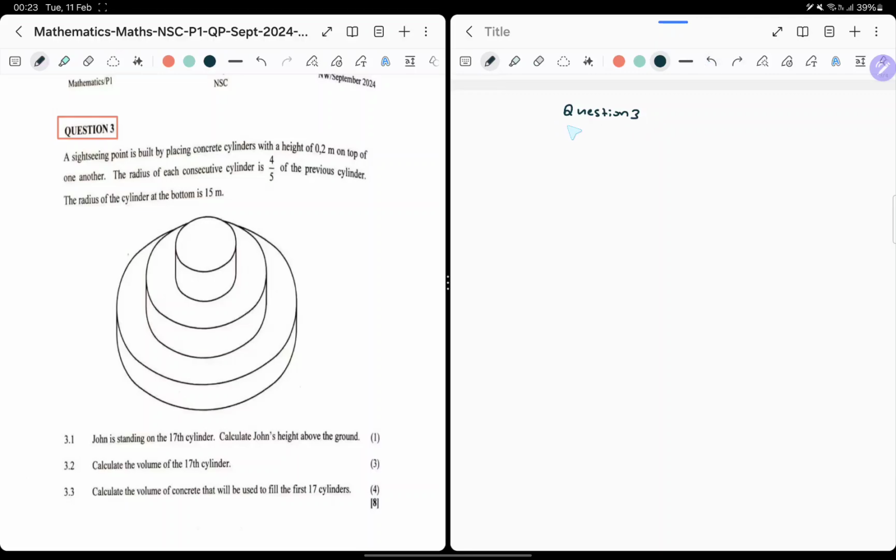Now, this is slanted. Hate it like this. Now we're told here, a sightseeing point is built by placing concrete cylinders with a height of 0.2 meters. Okay, so this is a concrete cylinder, something like this one right here.